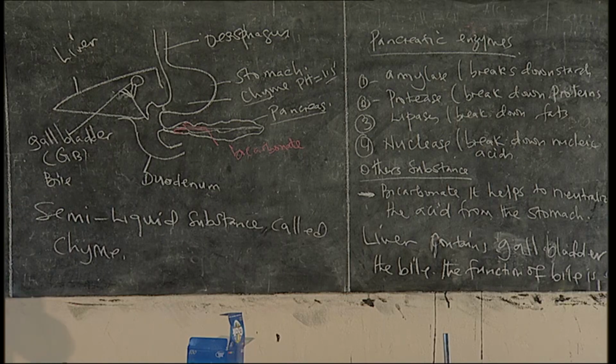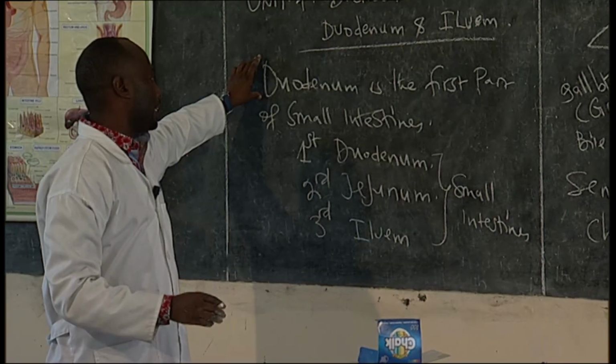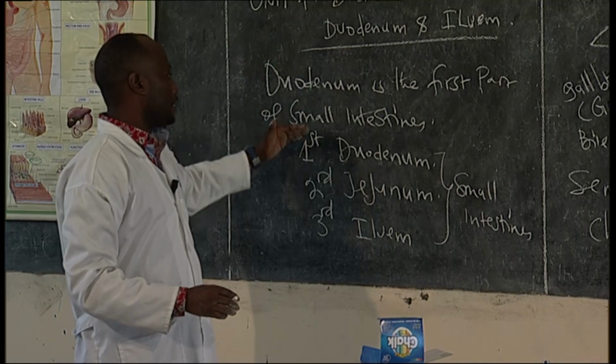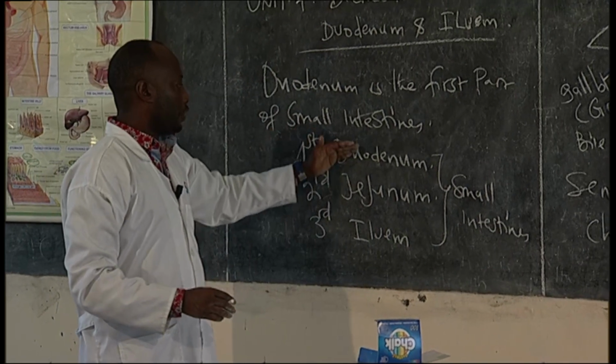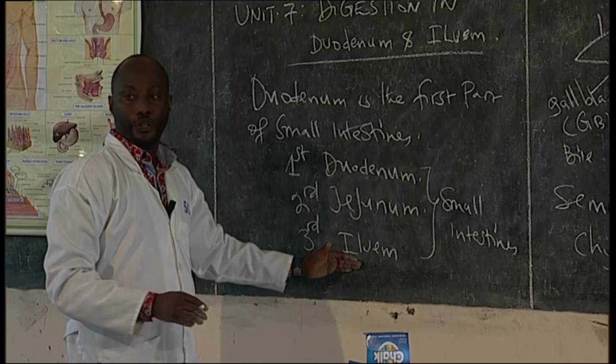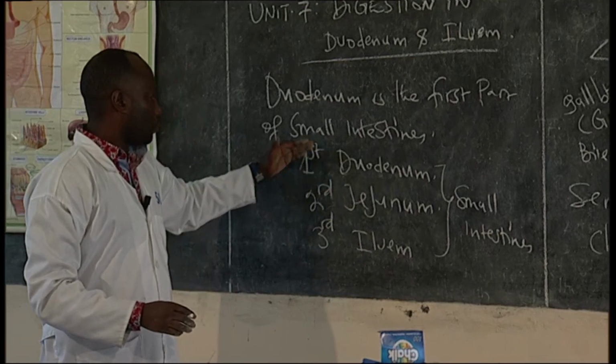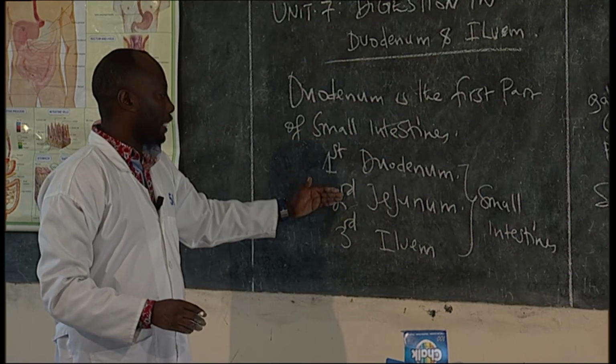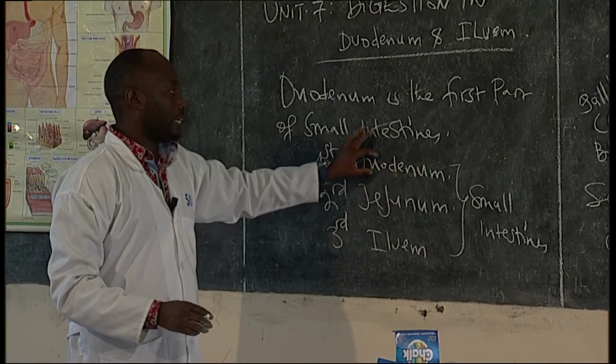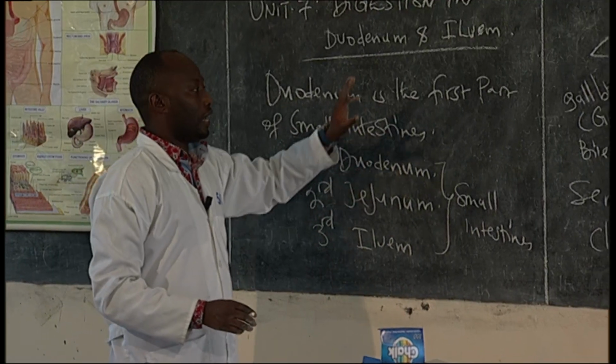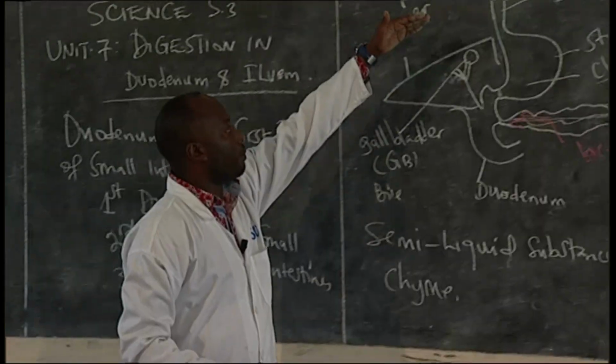So let's talk about digestion in the ileum. Simply, I can summarize it this way: the duodenum is the first part of the small intestine, and the small intestine is made up of three major parts: the duodenum, the jejunum, and the ileum. The first is the duodenum, the second is the jejunum, the third is the ileum. I said the digestion in the duodenum starts from the stomach.